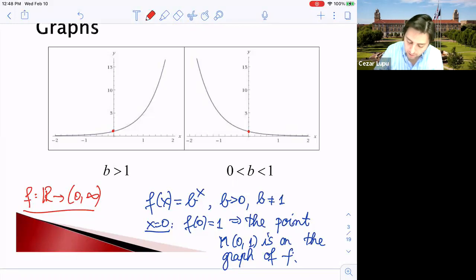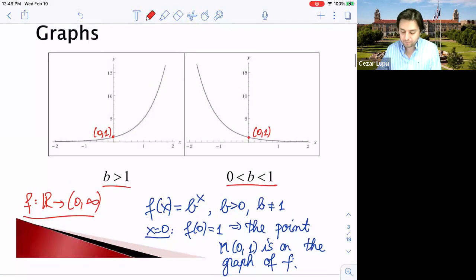So you see this point here of coordinates 0, 1 is always going to be on the graph of f, no matter how you define the exponential. As you can see, even for this case, when b is greater than 1, or for this case, when b is between 0 and 1, the point of coordinates 0, 1 will always be on the graph of f.